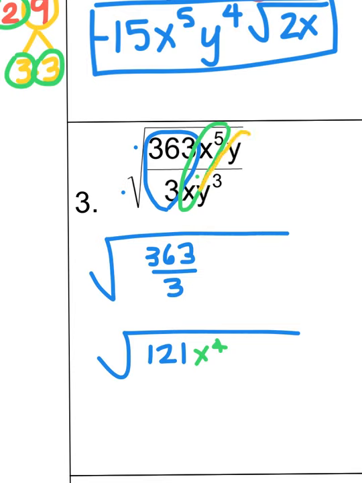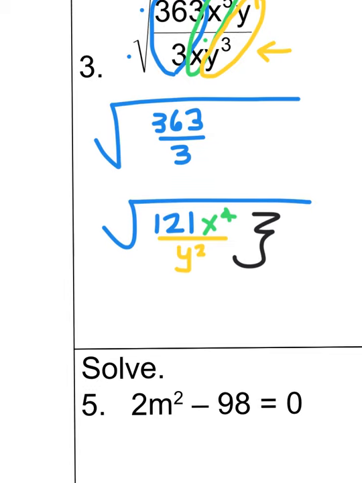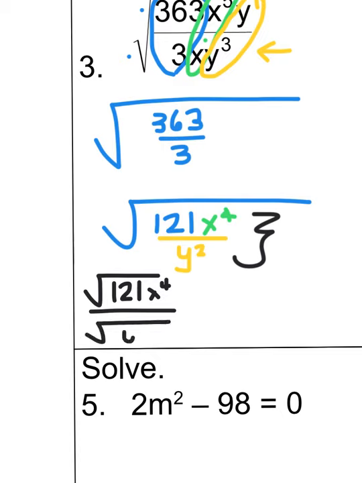Now notice that y to the 3rd is in the denominator. It is larger than y to the 1st power, and we're subtracting. So that would leave y to the 2nd power in the denominator. Now we're finding the square root of all of this. All of this is under the radical. Now that we have broken them down into perfect squares, now we can separate and solve. So we'd find the square root of 121 times x to the 4th, and we'd find the square root of y squared. These are perfect squares. So the square root of 121 is 11. Square root of x to the 4th is x squared, and the square root of y squared is y. That's our final answer.